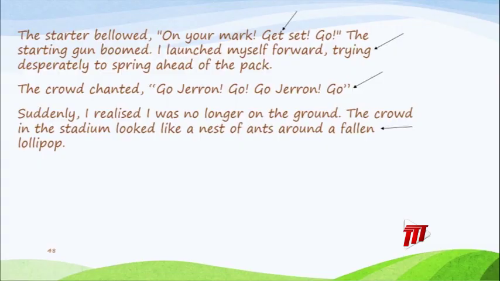Let's examine our introduction to see where the writer used dialogue and action to introduce us to the events that were about to unfold in the story. We see the use of dialogue at these two points. In the beginning, where the starter was speaking and he said, "On your marks, get set, go." And we also see dialogue where the crowd was chanting and encouraging Jaron to run by saying, "Go, Jaron, go." Action is also used when the writer spoke of propelling himself forward to try and get ahead of the pack, and the crowd in the stadium that looked like a nest of ants that had surrounded a lollipop.